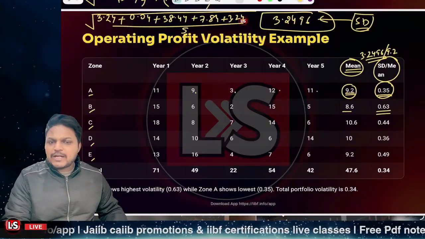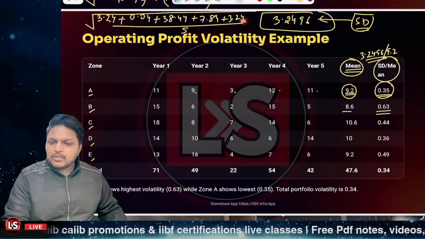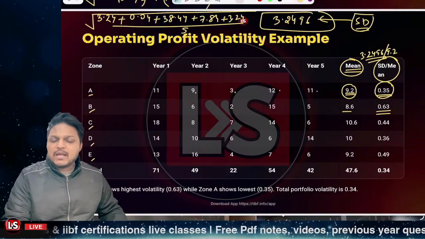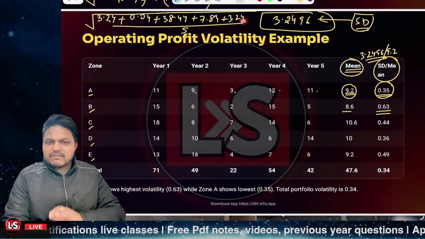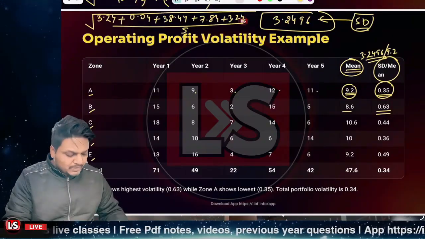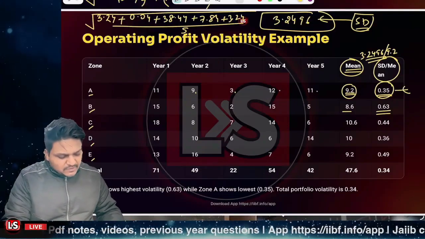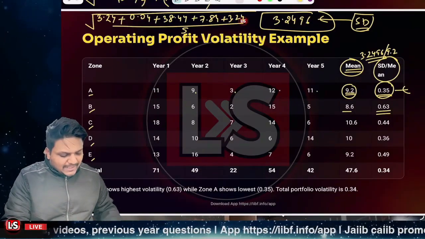So just make sure that you have a simple calculator with you whenever we are live, when we are solving it, and whenever you are studying, right? So you can check that we are having different values. Here we are having 0.35, 0.63, and so on.